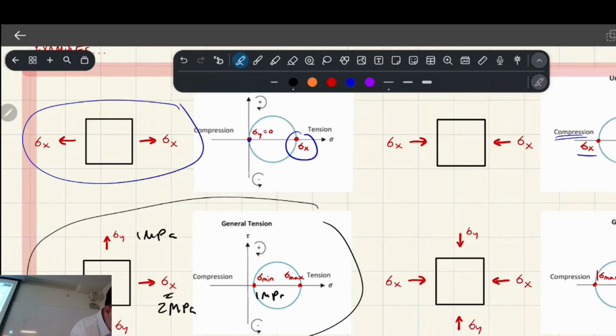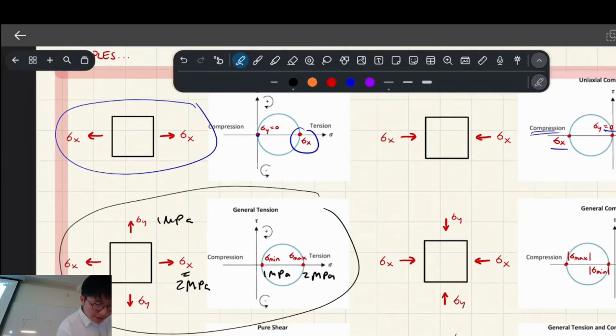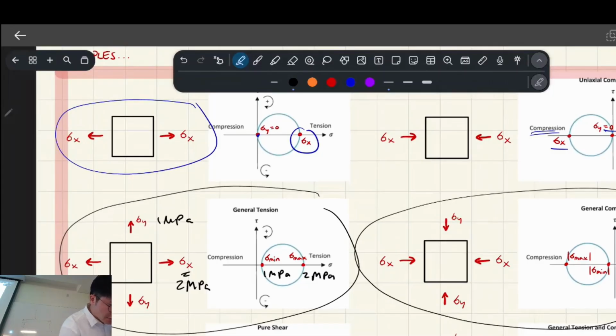That'd be your 1. I'm just making these numbers up, so it's not plotted accurately. But you'd have something like this, okay? So the other one's non-zero as well. Both are non-zero values. The other one's compression, similar idea, so that's general compression.